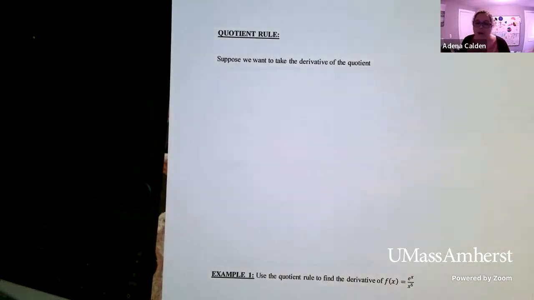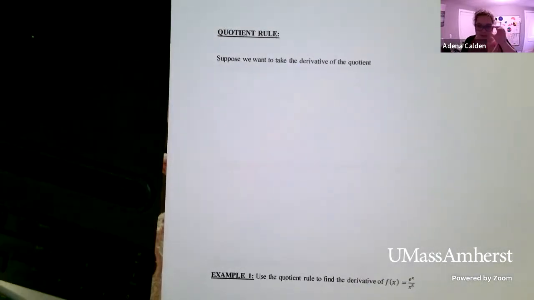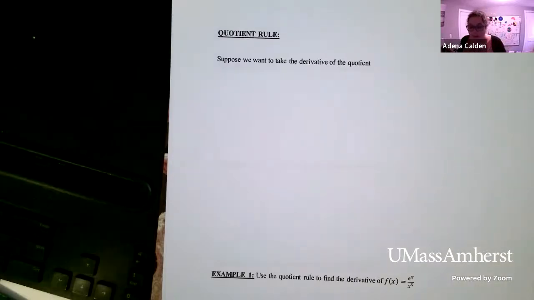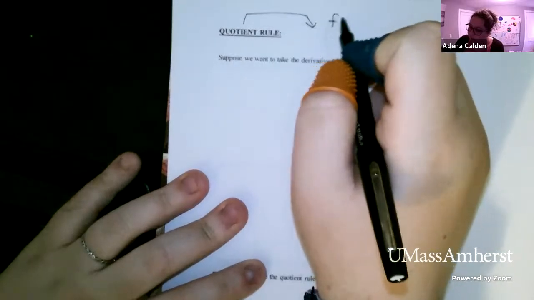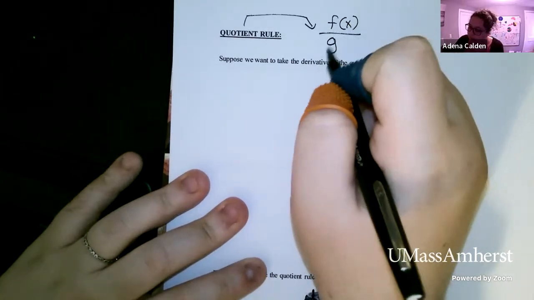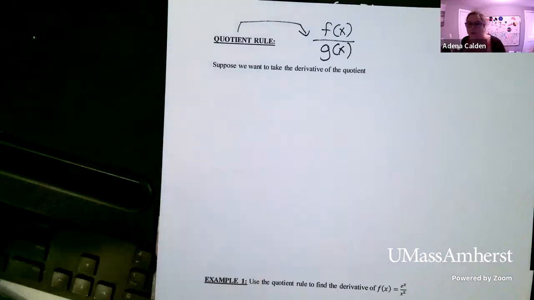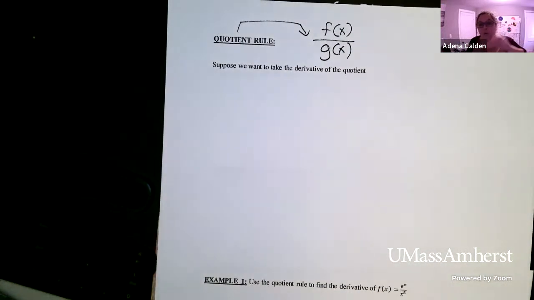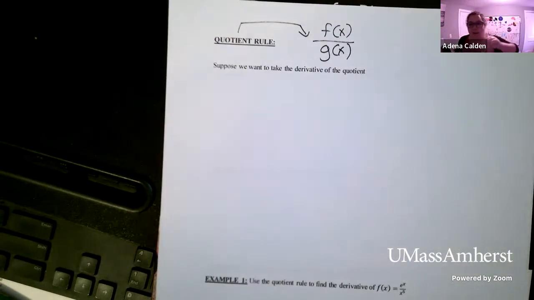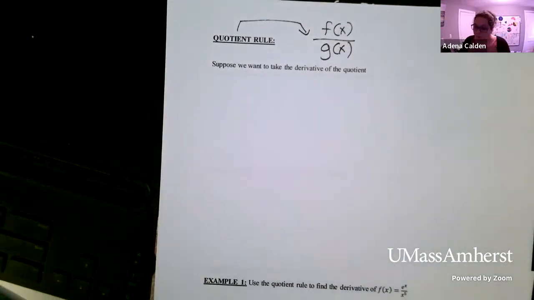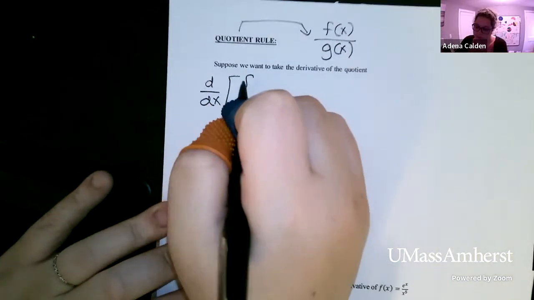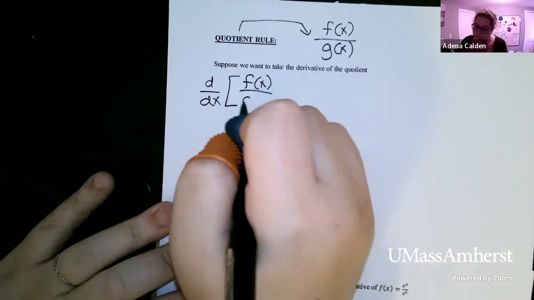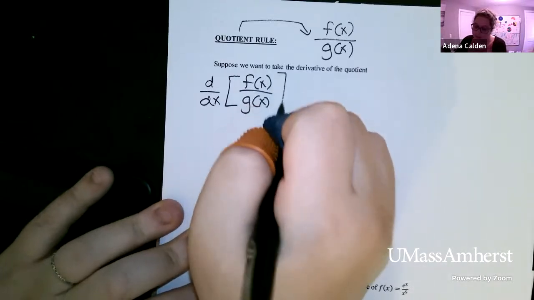So remember, the product is when we multiply two things together. A quotient is when you have one function over another function. So if you have some function over another function, that's called a quotient. We use it for division, right? So the question is, what if we want to take the derivative of one function divided by another function?